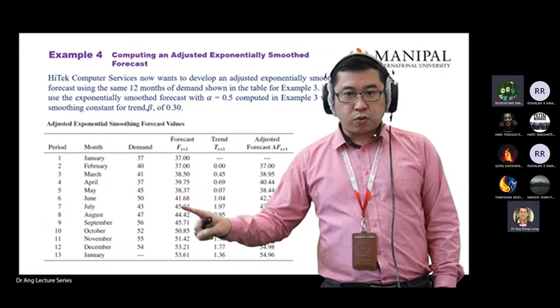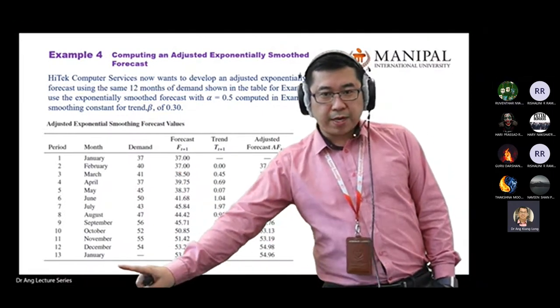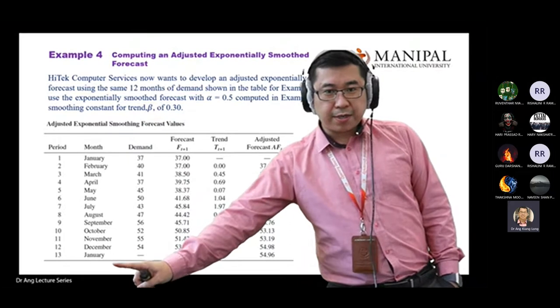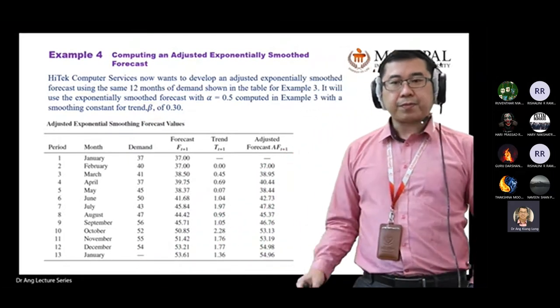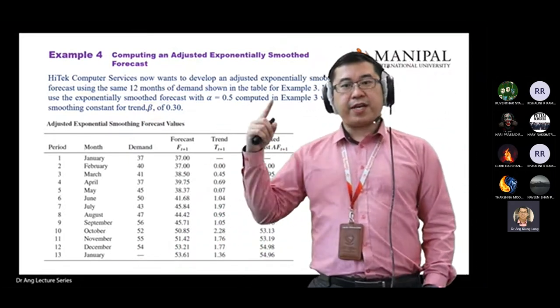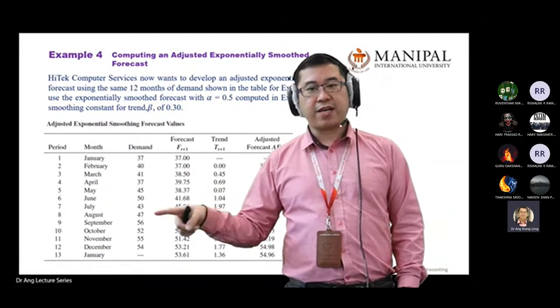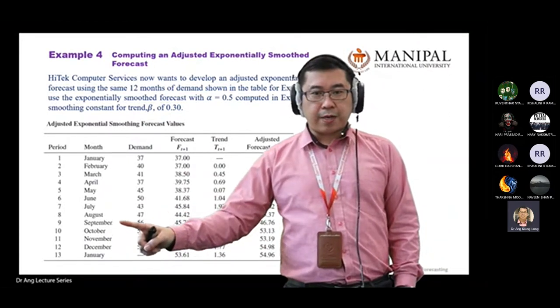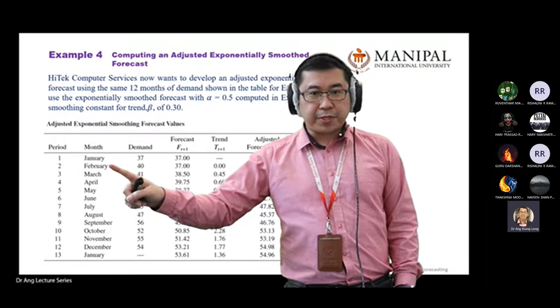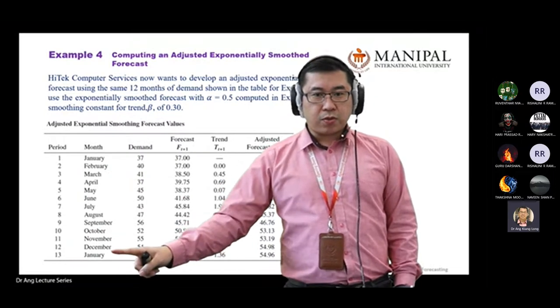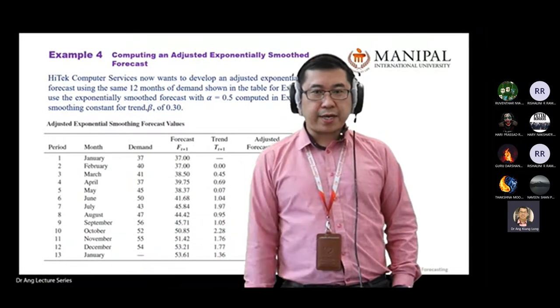And this one you need to do until one more month, December, and then do January. So this is the forecast for the next cycle, right? So the original data is from January to December. So you need to forecast for 1 month ahead.